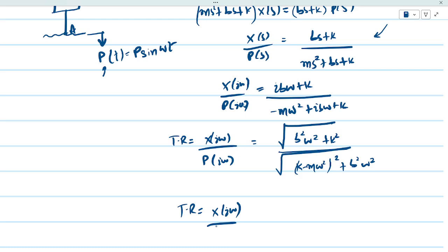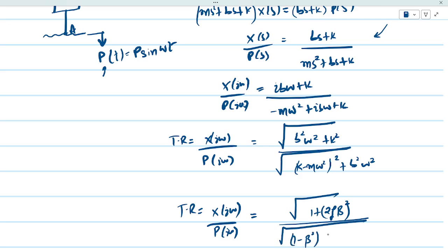Amplitude of the output displacement divided by amplitude of the input displacement becomes equal to under root 1 plus 2 into the damping ratio into the frequency ratio square, divided by under root 1 minus frequency ratio square, whole square, plus 2 into the damping ratio into the frequency ratio whole square. So that's how we can calculate the motion transmissibility because of the motion of any base.